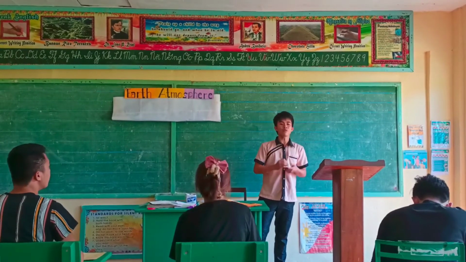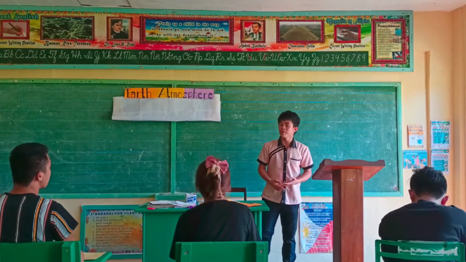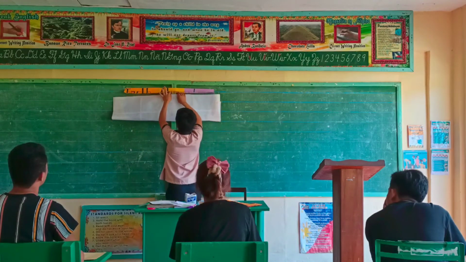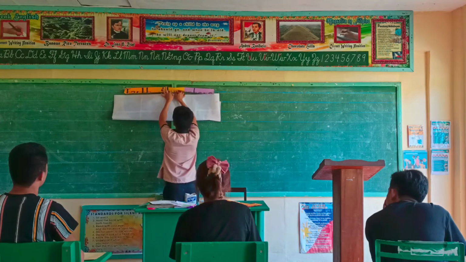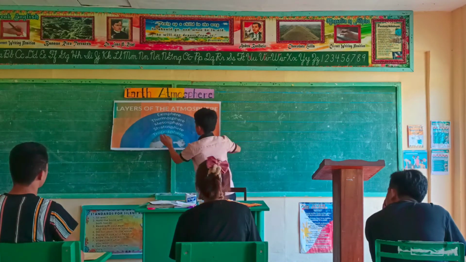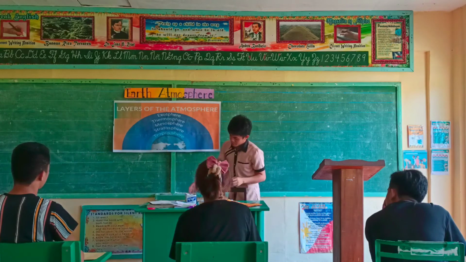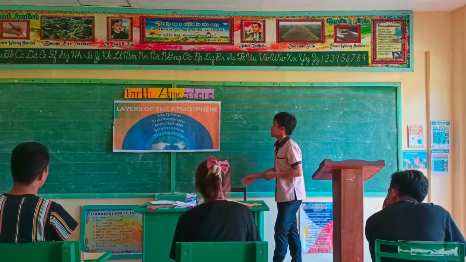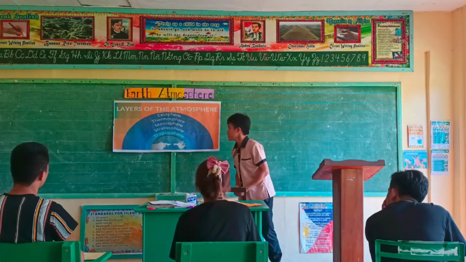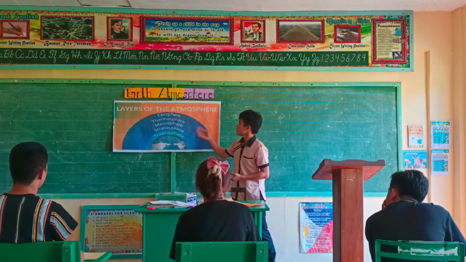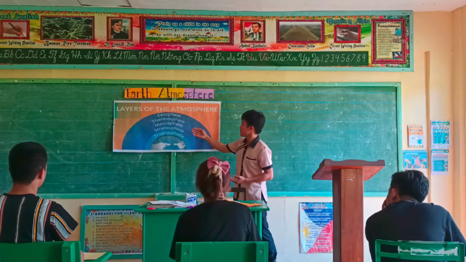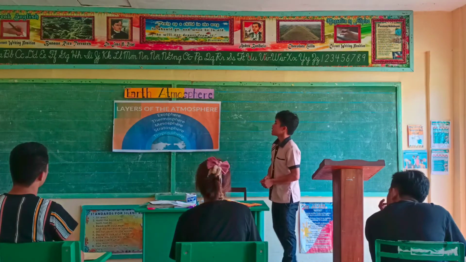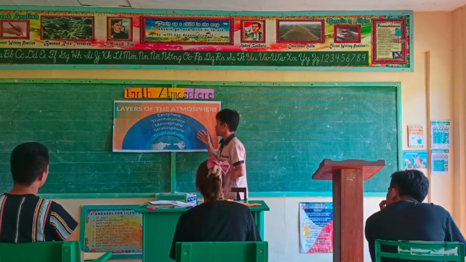Okay, class, now when we look at the layers of the Earth atmosphere, it is composed of 5 layers. We have the troposphere, the stratosphere, the mesosphere, the thermosphere, and the last one, the exosphere. So those are the layers of the atmosphere.